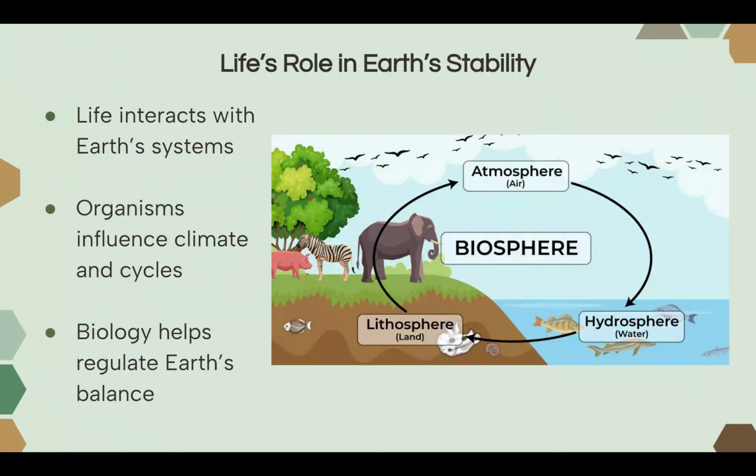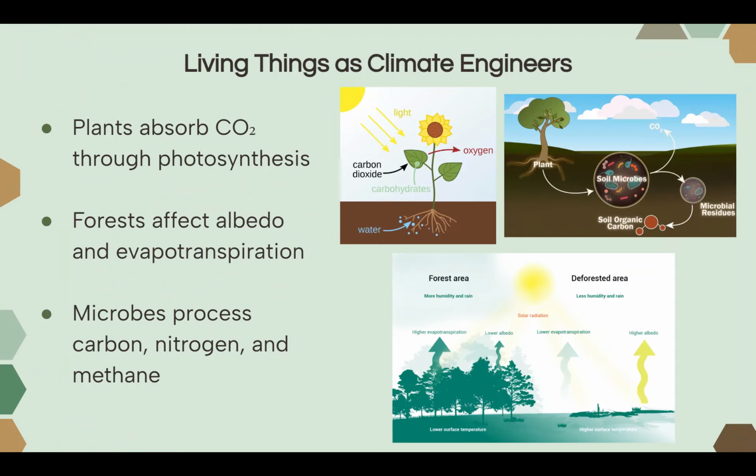Life is a major component of the Earth's systems and it interacts with the other major components of the Earth system, such as the atmosphere, the hydrosphere, the lithosphere, etc. Organisms influence our climate and are even directly involved in the cycles within our climate to keep the Earth system balanced. Biology helps regulate the balance within the Earth through feedback loops. Living things are actually climate engineers.